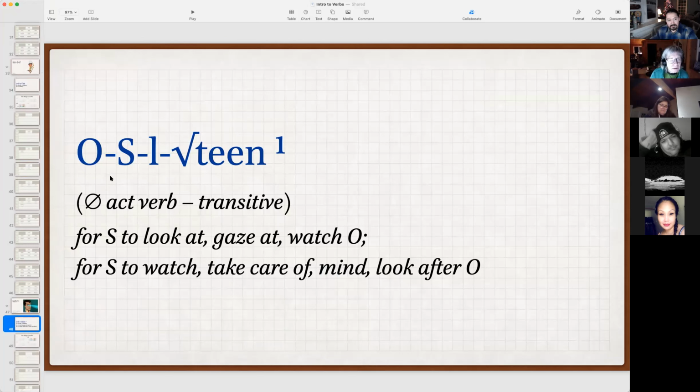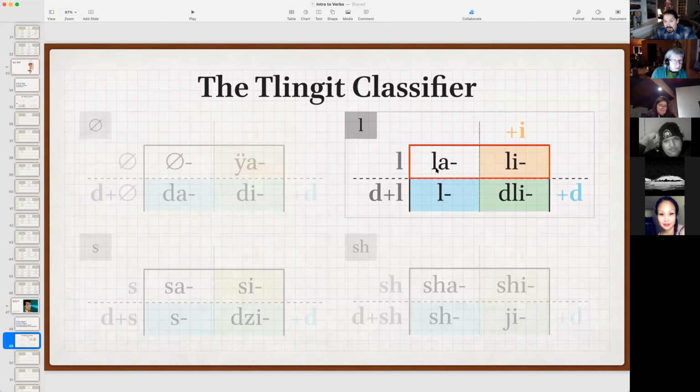Object, subject, L group classifier, teen. There's multiple teens. There's another one, I can't remember what the other one is right now. This is another act verb: to look at, to gaze at, to watch, or take care of, to mind, to look after. So we're going to expect tla and tle. Most of them will be tla, and the perfective will be tle.